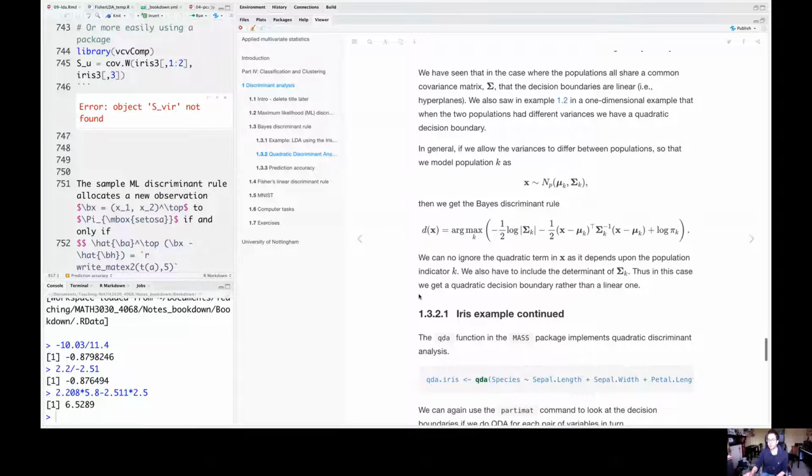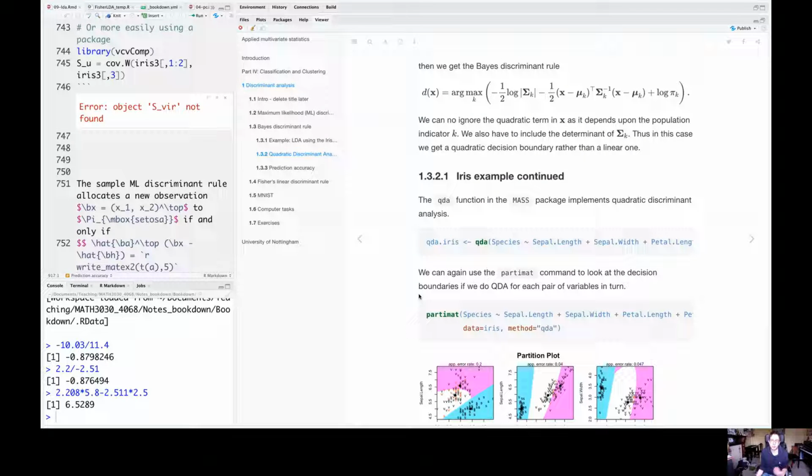Okay. So we're not going to talk about the details of how we do quadratic discriminant analysis, other than to say, this is the discriminant rule we use. Just maximize the posterior probability still, or the log likelihood if you're using the ML version. But to do this in R, it's dead simple. It's exactly the same as we had before. We just use the QDA command. Instead of LDA for linear discriminant analysis, we have QDA for quadratic discriminant analysis.